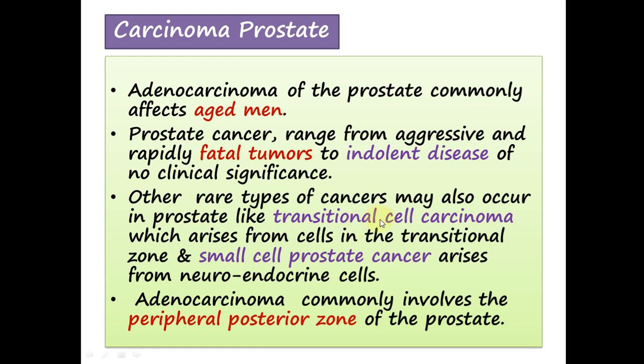As I mentioned, in addition to adenocarcinoma, other rare cancers known as transitional cell carcinoma and small cell prostate cancer arising from the neuroendocrine cells may also occur in the prostate, but the major cancer is the prostatic adenocarcinoma. The most common zone for prostatic adenocarcinoma is the largest one, which is the peripheral posterior zone of the prostate. And in this region, the prostate cancer forms hard, solid nodules that can be easily felt by digital rectal examination.